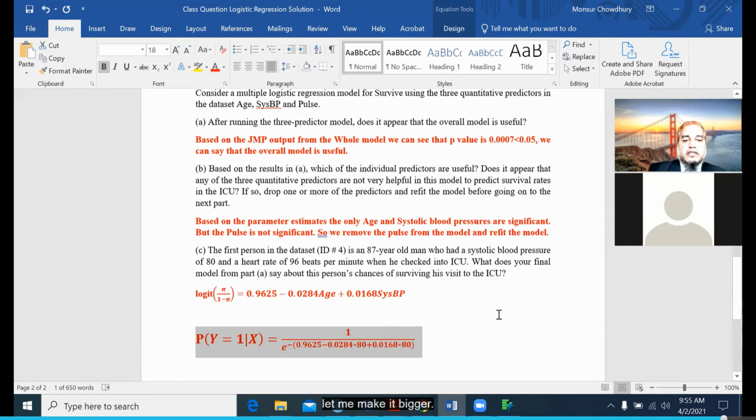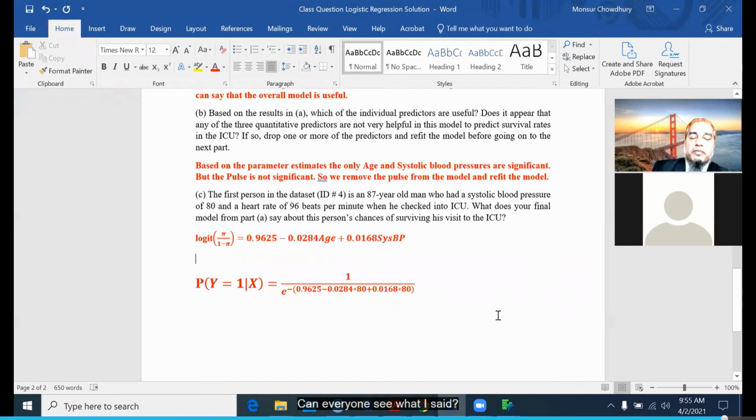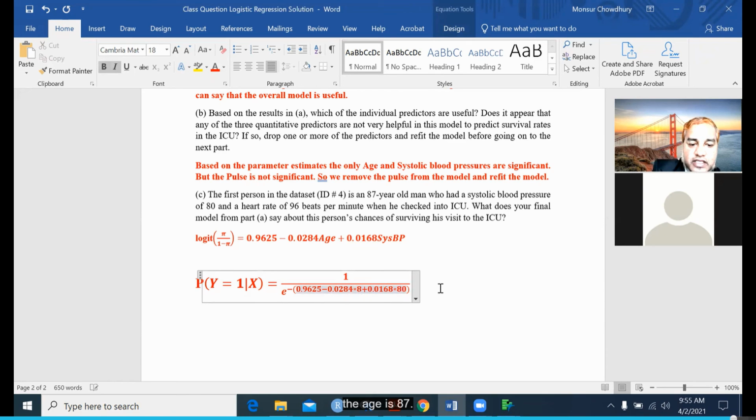So let me make it bigger. Can everyone see what I said? This is the probability. Now you can say that the chance that someone survives is this, when x1 is this and x2 is this. This is not the chance that someone survives, this is the estimated value. So I think age should be 87. Yes, you are right. Thank you for clarifying this. The age is 87.